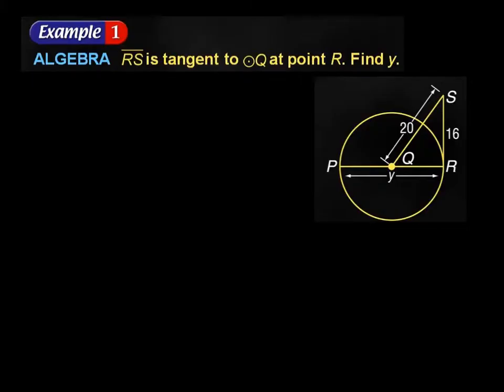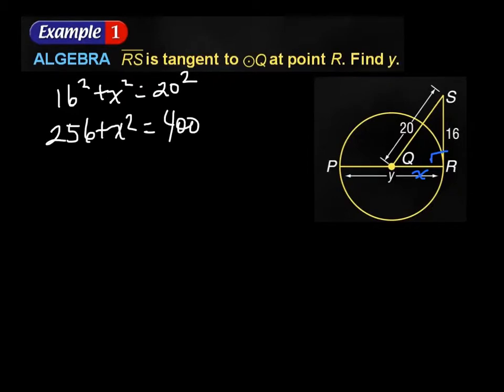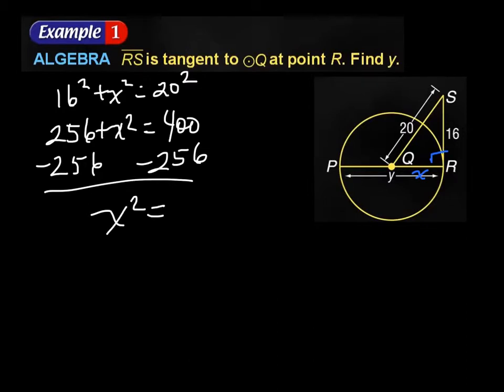For example 1, they said segment RS is tangent to circle Q at point R, so that means it is perpendicular. And they ask us to find y, which would be the diameter of the circle. Well, first I'm going to call this x, a leg of our right triangle. So we can do the Pythagorean theorem: 16 squared plus x squared equals the hypotenuse, which is 20 squared. And we're going to subtract 256 from both sides of the equation. So x squared equals 144.